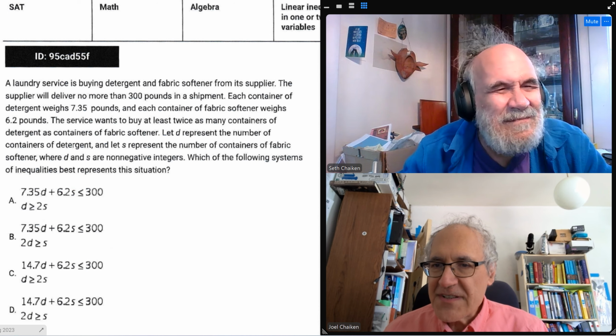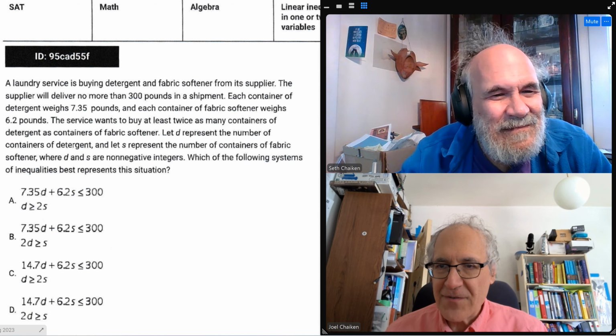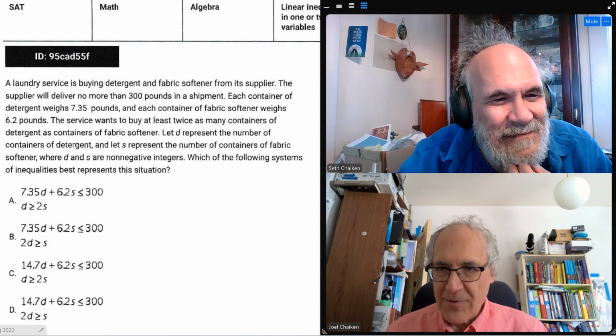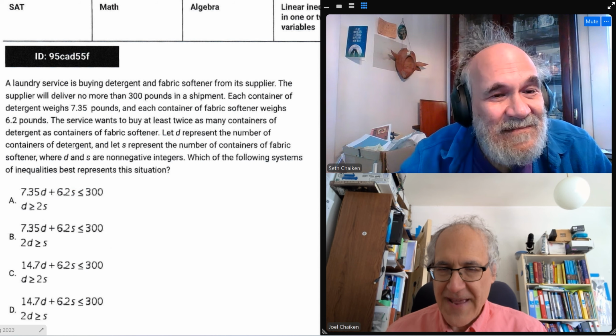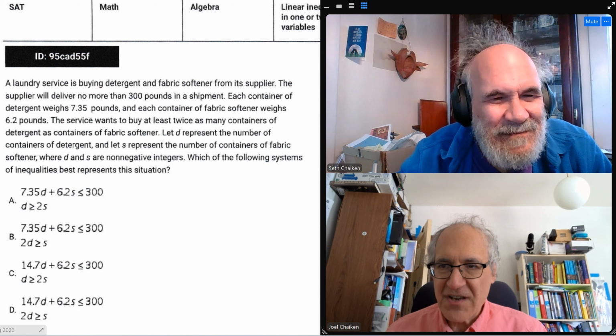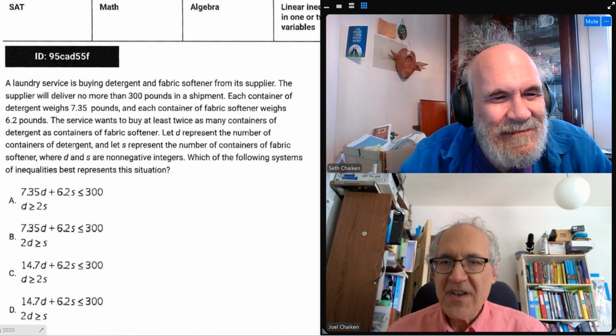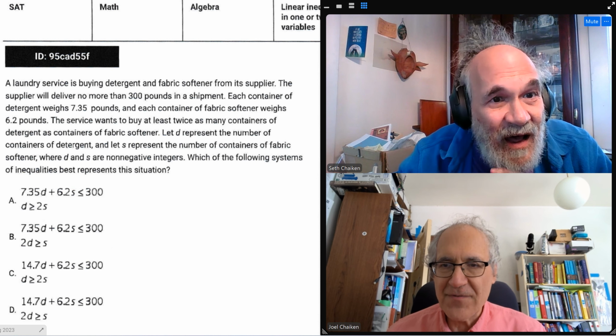A laundry service is buying detergent and fabric softener from its supplier. The supplier will deliver no more than 300 pounds in a shipment. Each container of detergent weighs 7.35 pounds, and each container of fabric softener weighs 6.2 pounds. The service wants to buy at least twice as many containers of detergent as containers of fabric softener.